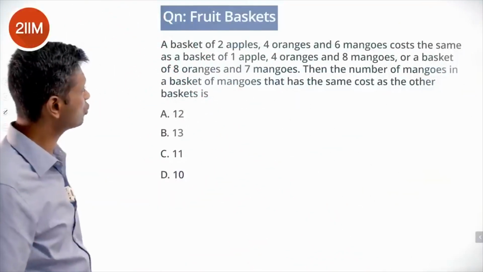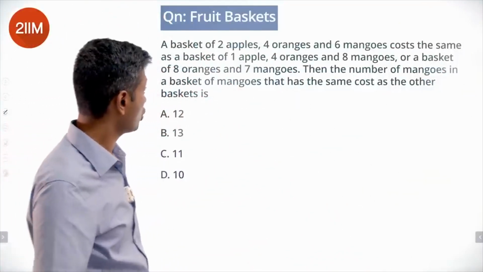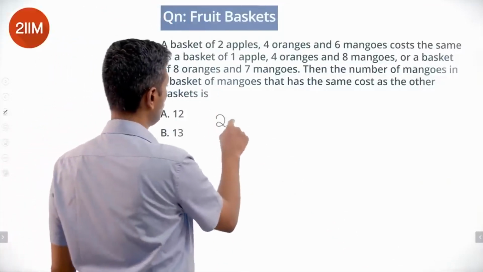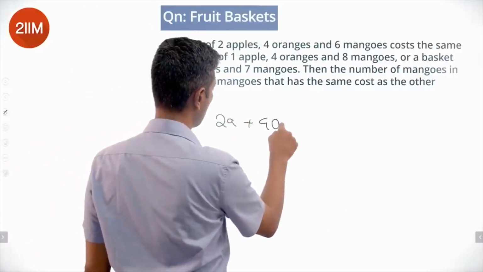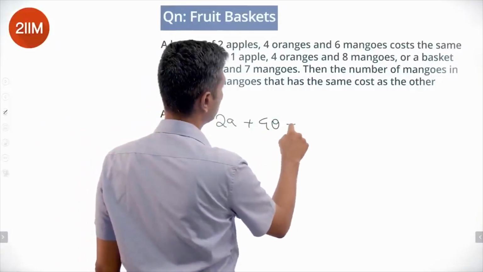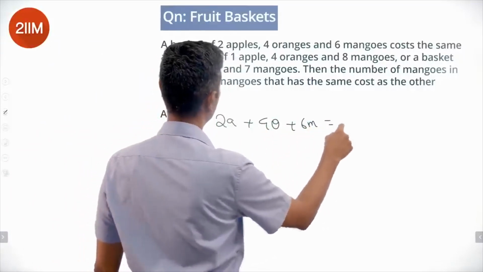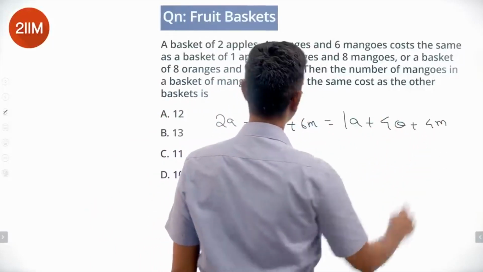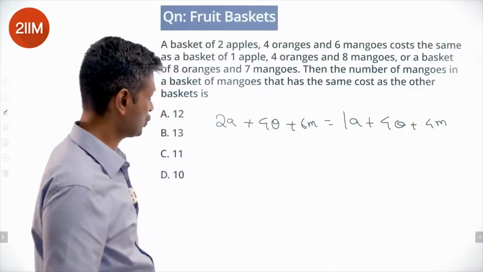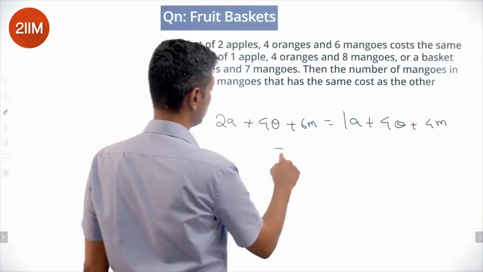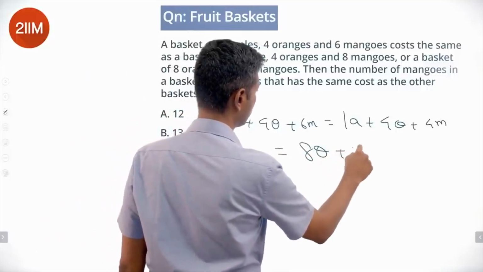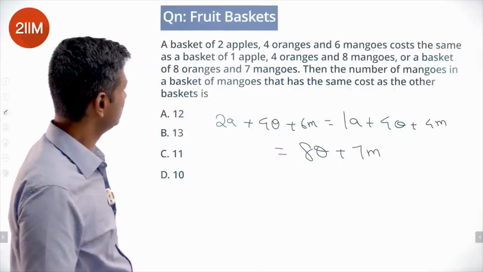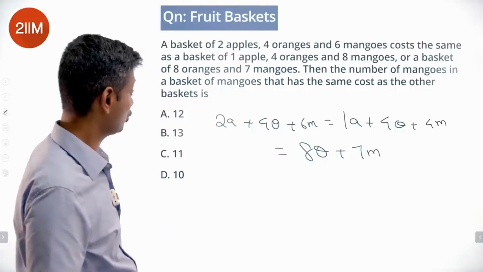A basket of 2 apples, 4 oranges and 6 mangoes costs the same as a basket of 1 apple, 4 oranges and 8 mangoes. 2A plus 4O plus 6M equals 1A plus 4O plus 8M. Or a basket of 8 oranges and 7 mangoes equal to 8 oranges plus 7 mangoes. Then the number of mangoes in a basket of mangoes that are the same cost as the other.